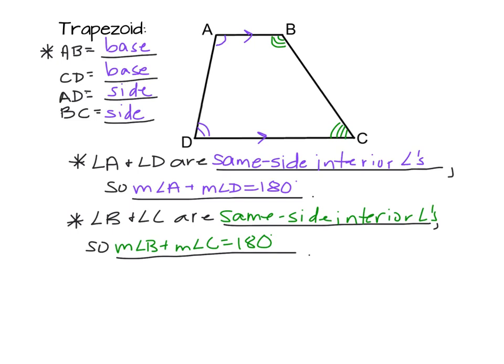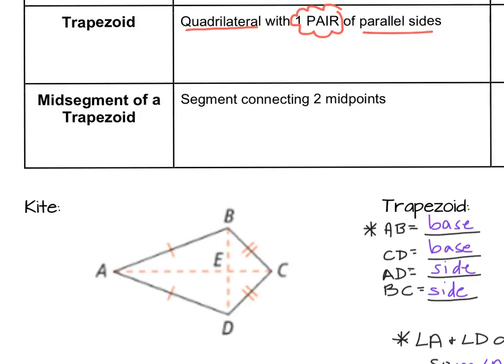Let's go back up quickly though to that mid-segment definition before we go to the next page. A mid-segment of a trapezoid is a segment that connects two midpoints. And what we're going to do is take midpoints of each side of the trapezoid. So we're going to write midpoints of each side. And then we're going to connect it.